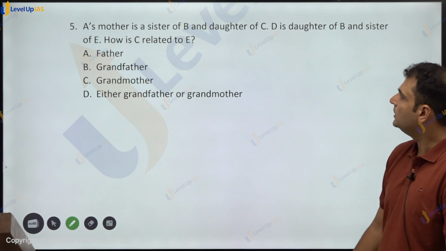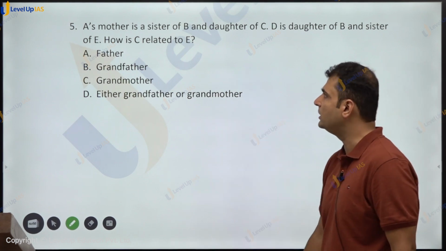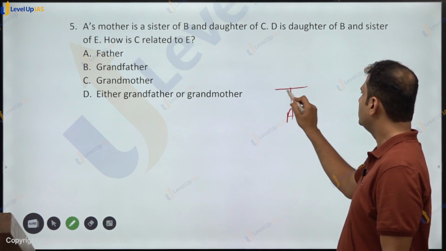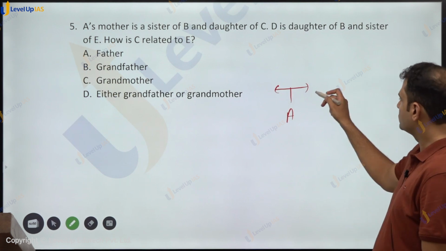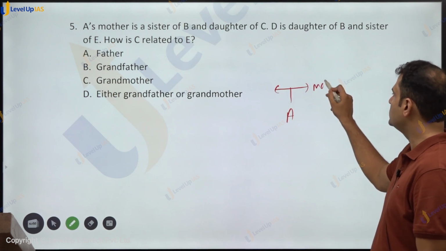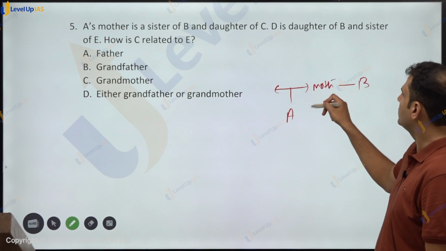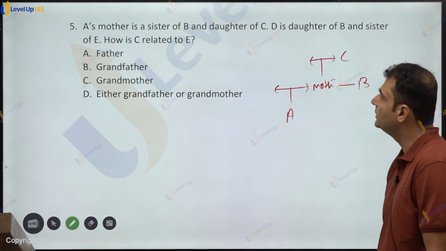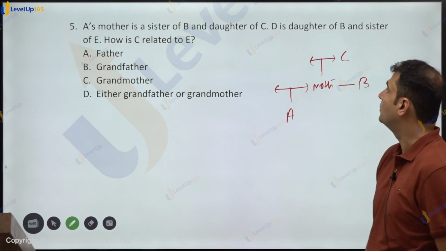A's mother is sister of B and daughter of C. Let us start drawing the family tree. A's mother is sister of B. And a daughter of C. So she is daughter of C. We don't know gender of B or C as of now.